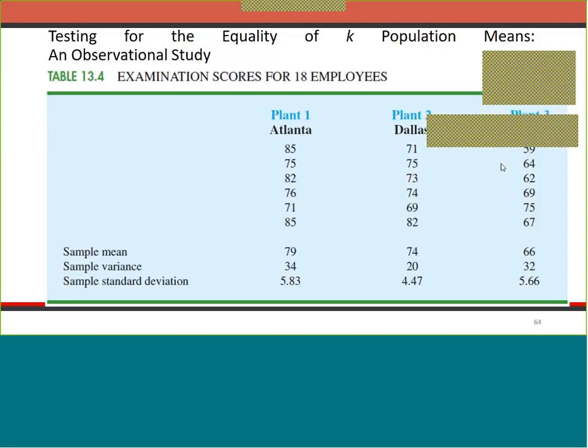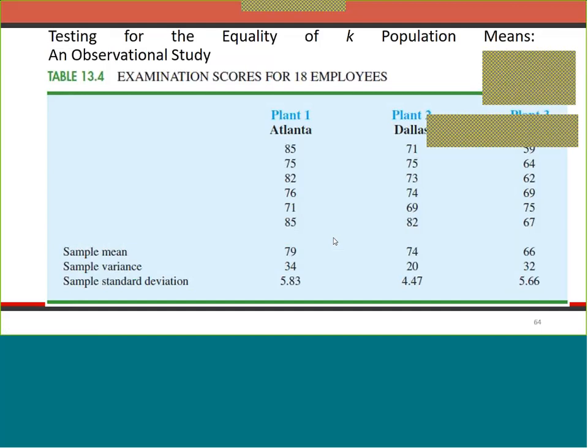So this is the table where they selected 6 employees from plant 1, 6 employees from plant 2, and 6 employees from plant 3, and their scores are given. So we can calculate the sample mean score, sample variance, and sample standard deviation. And you can even apply the same ANOVA here also. That's why you can apply ANOVA for both experimental studies as well as observational studies.